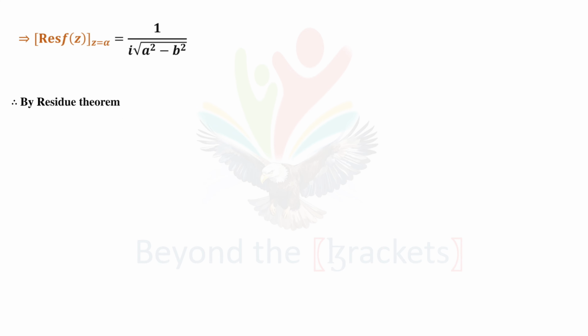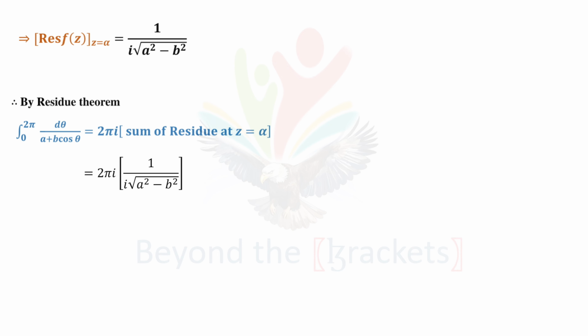By residue theorem, the given integral will be equal to 2 pi i into sum of residues, the residue at z equal to alpha, which is 1 by i into square root of a square minus b square. Simplifying this, we have 2 pi by square root of a square minus b square. This is the value of integral 0 to 2 pi d theta by a plus b cos theta.